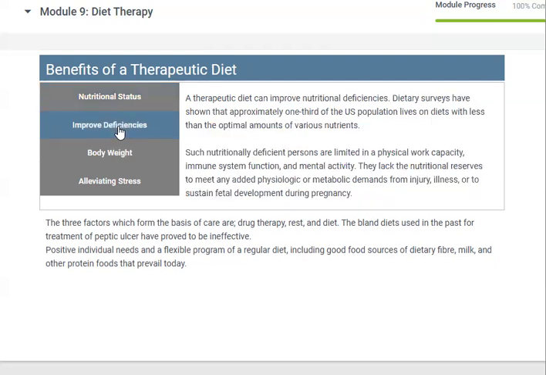Improved deficiencies. A therapeutic diet can improve nutritional deficiencies. Dietary surveys have shown that approximately 1/3 of the U.S. population lives on diets with less than the optimal amounts of various nutrients. Such nutritionally deficient persons are limited in physical work capacity, immune system function, and mental activity.